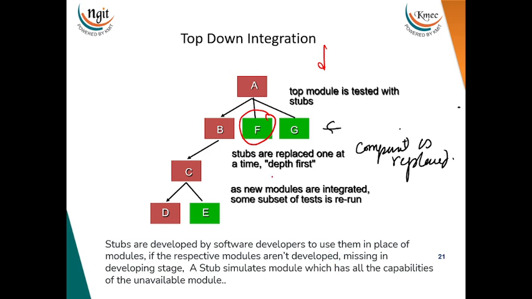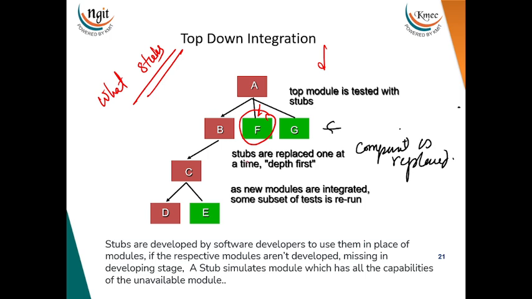If this model is not yet developed, a simulation model will be used based on that one. Stubs are nothing but a simulation model that should be available if the model is not completed. A simulation model with all capabilities will be available for all unavailable models. So remember, a stub is nothing but a simulation model which has the same function as the model.